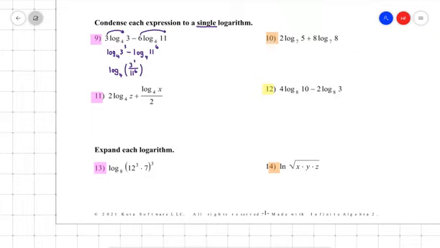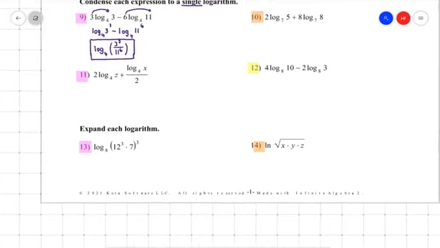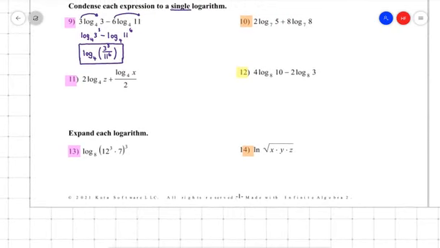So it doesn't really simplify. We have a really large number, so we'll just leave it that way because it's just going to give me 27 over, and then we've got like 1,771,561. So we'll just leave it with the 11 to the 6th power. But we do have a single logarithm, so we did condense it.